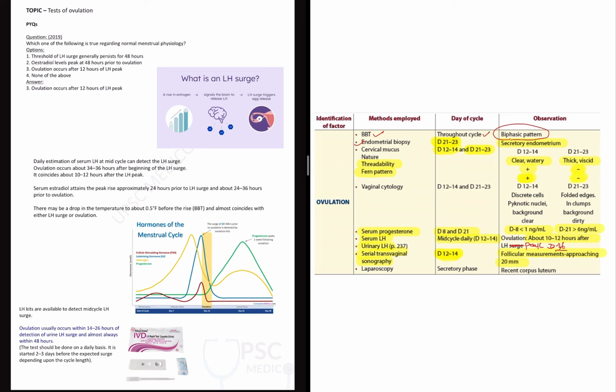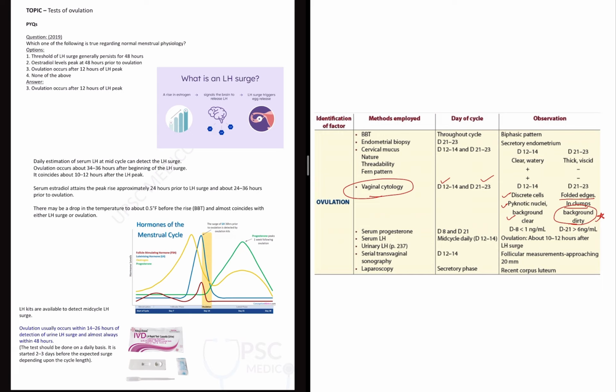And the final important thing which we did not cover is the vaginal cytology. Okay, vaginal cytology. The vaginal cell examination can be done in the pre-ovulatory and post-ovulatory period also. When you look at the vaginal cells in the pre-ovulatory period, they are discrete with pycnotic nuclei. Background is clear. In post-ovulatory, vaginal cells have folded edges, they look in clumps, and the background looks dirty.